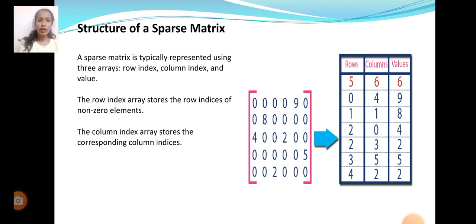Structure of a sparse matrix. A sparse matrix is typically represented using three arrays: row index, column index, and value. The row index array stores the row identities of non-zero elements. The column index array stores the corresponding column identities.